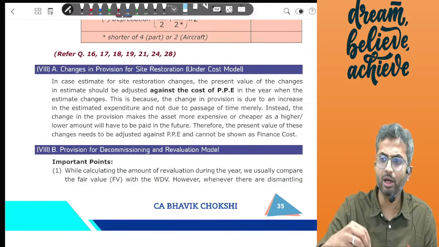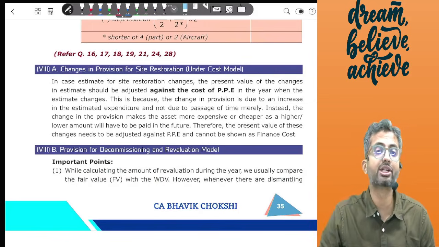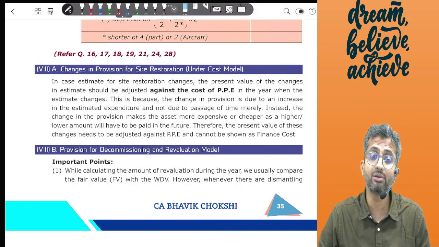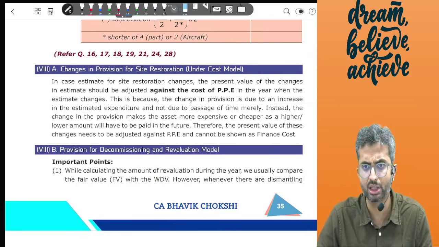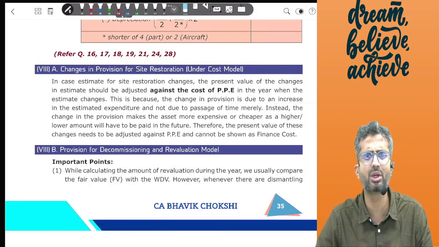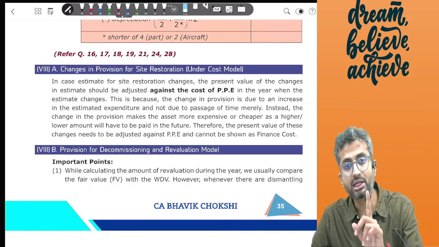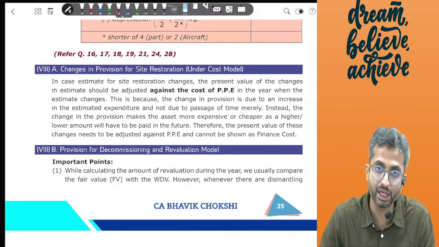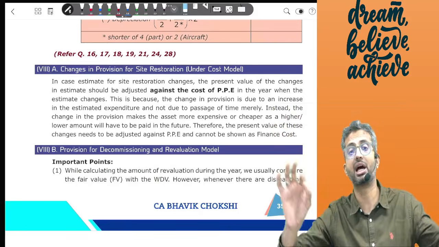Now if there is a buyer who comes to take your asset, the buyer automatically takes over your site restoration obligation as well. So if the buyer quotes that he will pay you 95 for the asset, you might say that in my books the asset is worth 99 and the buyer is paying 95, which means there's a 4 rupee loss. Incorrect. When the buyer takes over the asset, he also takes over the site restoration obligation, and hence the buyer is paying you 95 for the asset and liability both.